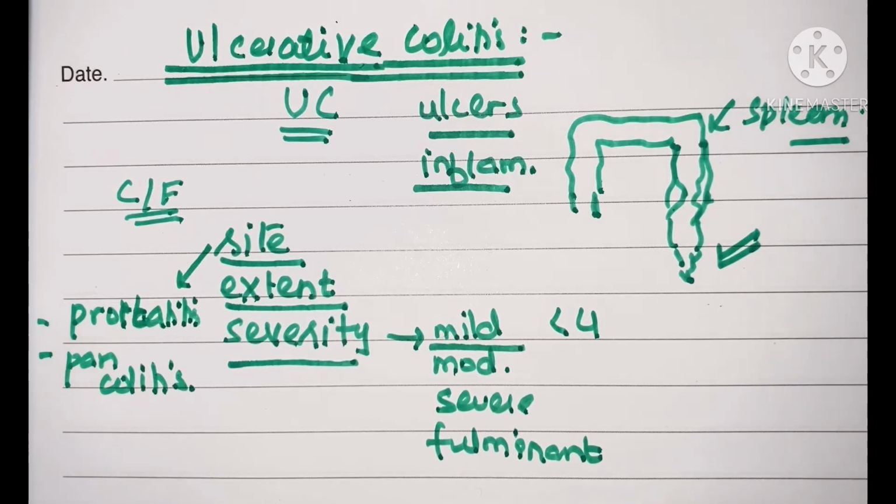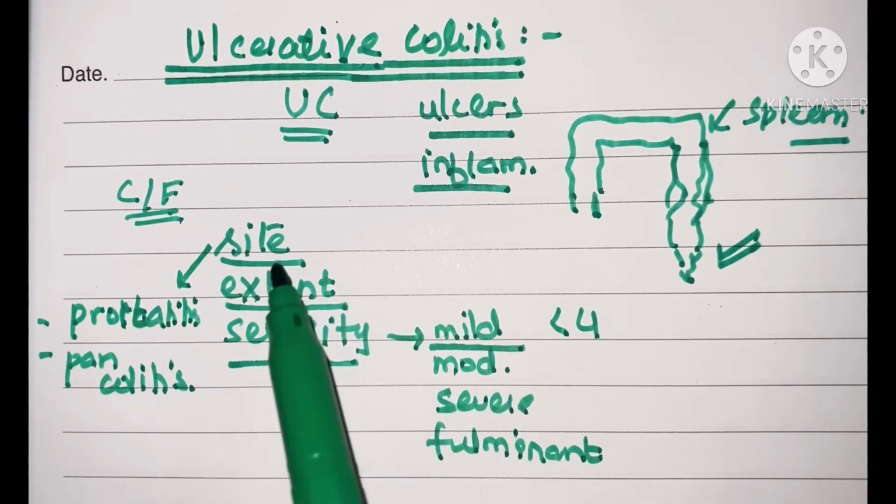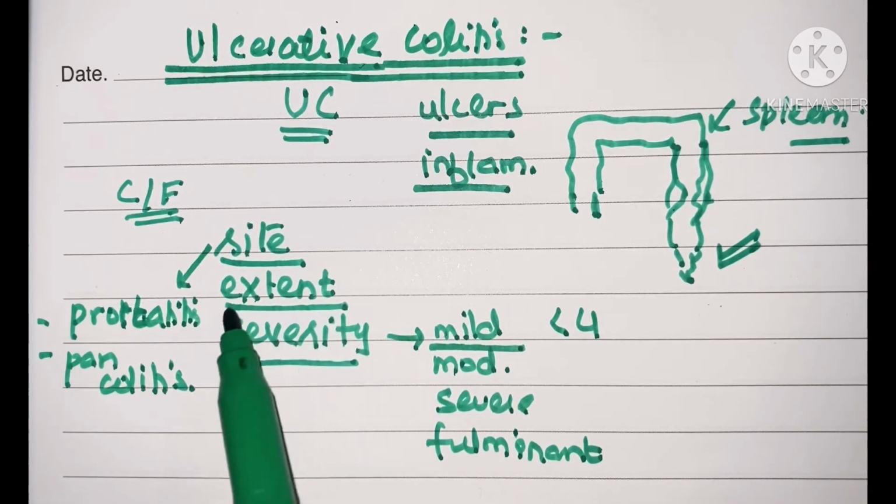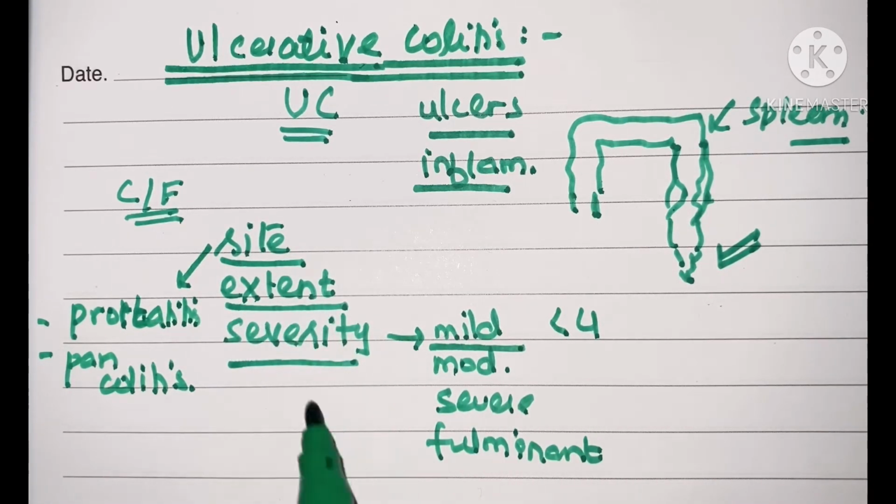Now continuing, how will a patient present to us with ulcerative colitis? There are three major criteria on which we decide the clinical features. First of all, which site of the intestine is involved, what is the extent of the disease, and what is the severity of disease.